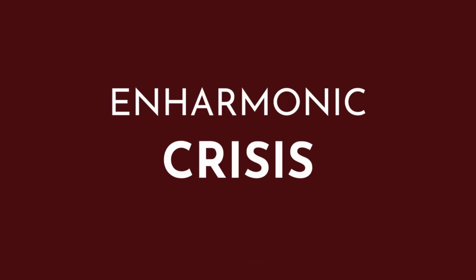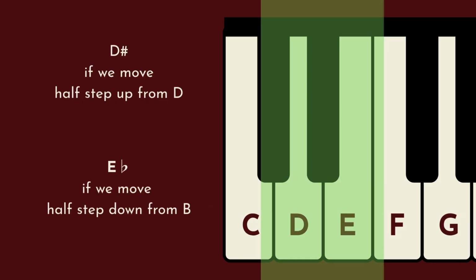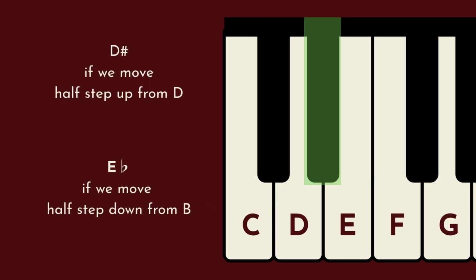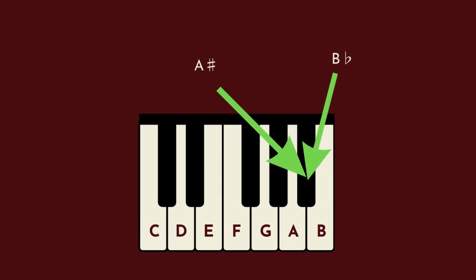The enharmonic crisis. That brings us to music's ultimate identity crisis. The same exact note having 2 different names. This concept is called enharmonic equivalence. A sharp and B flat are the same fret on the guitar, same key on the keyboard, same sound, but musicians choose the name based on context.